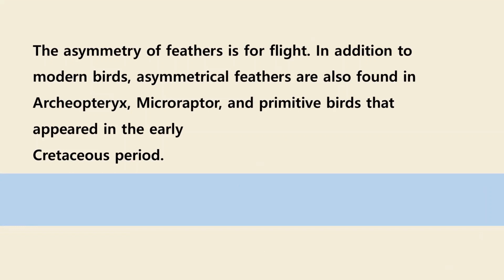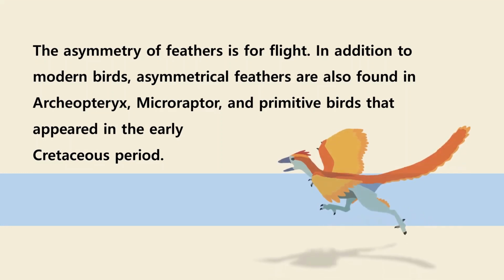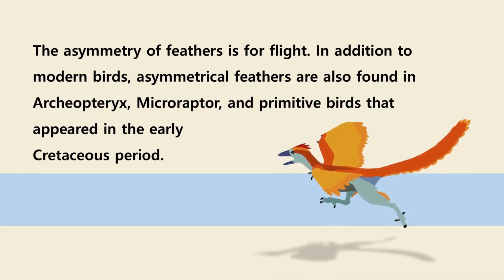In addition to modern birds, asymmetrical feathers are also found in Archaeopteryx, Microraptor, and primitive birds that appeared in the early Cretaceous period.